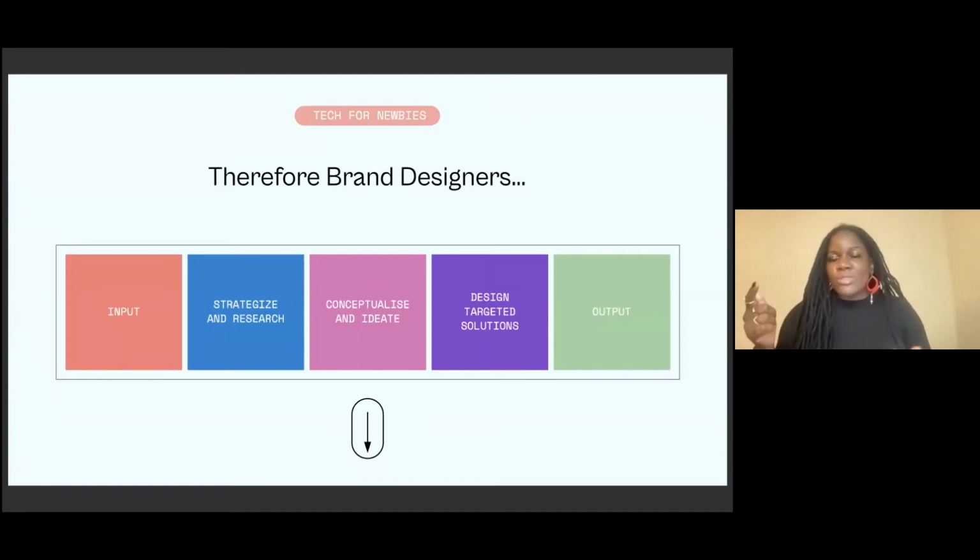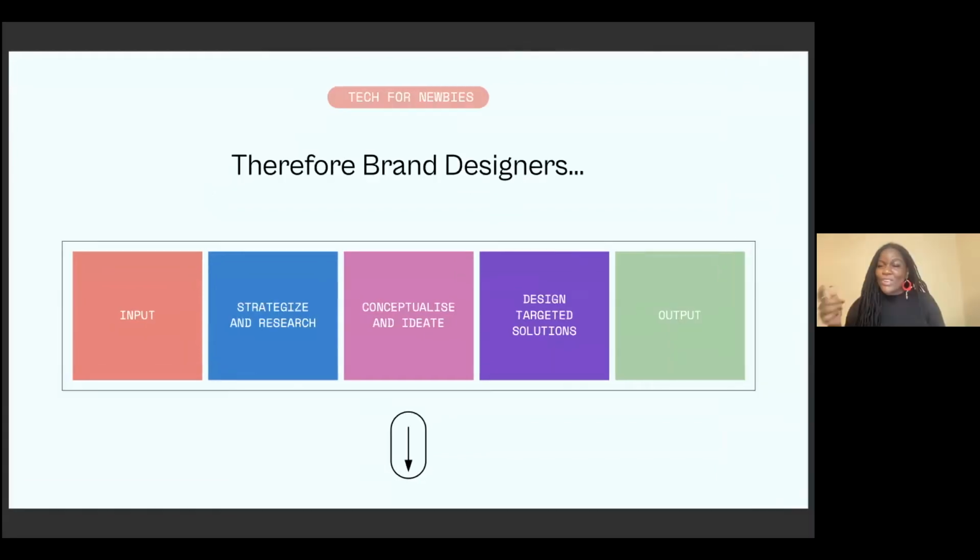It is also important to mention that brand designers can be strategists as well, but strategists are not necessarily brand designers. I just thought that I needed to mention that. So there's strategy, there's research, but then there's also conceptualizing and ideating. So coming up with the idea of what the look of this thing is going to be like at the end. And brand designers are basically designing targeted solutions. So it's a solution to a creative problem.